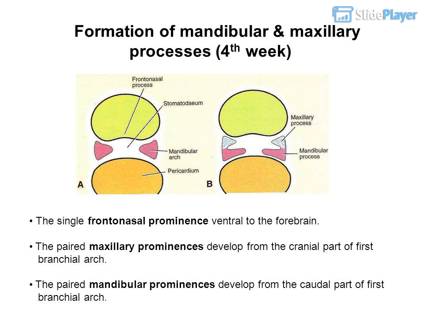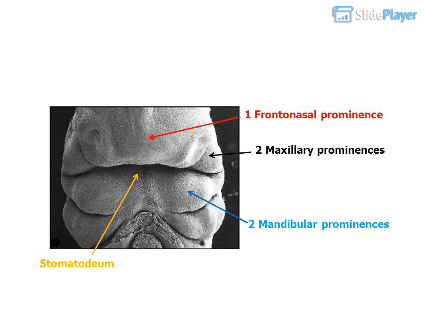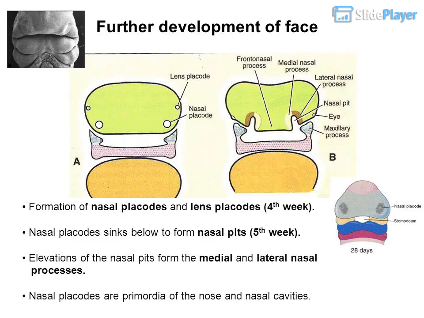The single frontonasal prominence lies ventral to the forebrain. The paired maxillary prominences develop from the cranial part of the first branchial arch. The paired mandibular prominences develop from the caudal part of the first arch. Five facial primordia appear as prominences around the stomodeum: one frontonasal prominence, two maxillary prominences, and two mandibular prominences. Further development of face.